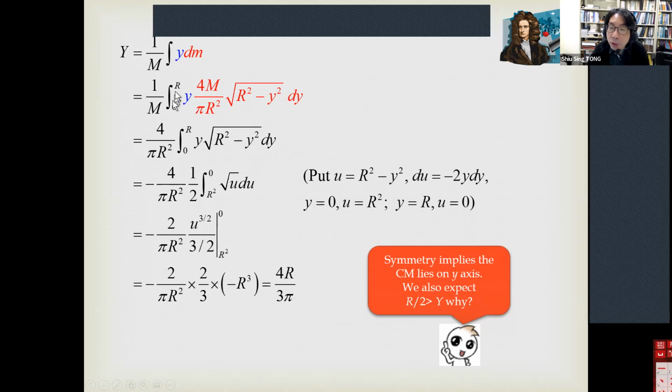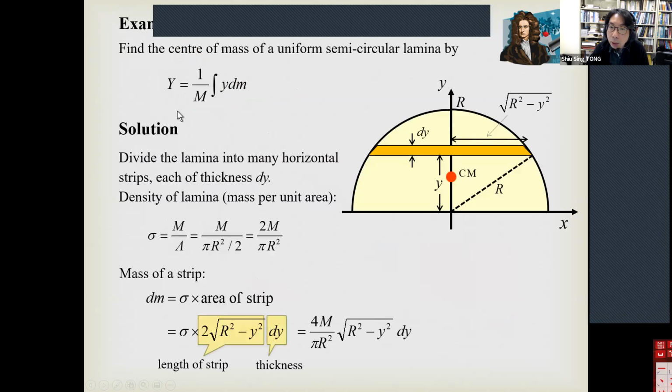Now, what are the limits of the integration? We take a look at this diagram again. The minimum y is, of course, the x-axis, right? We consider a lot of horizontal strips. They are stacked up. The lowest strip is at the x-axis, which is y equal to 0.